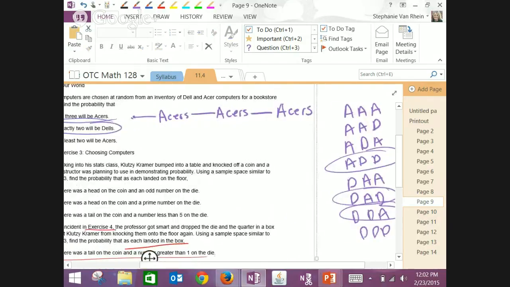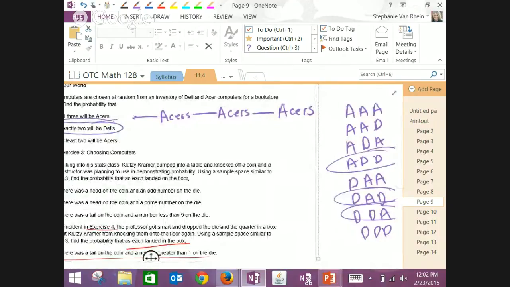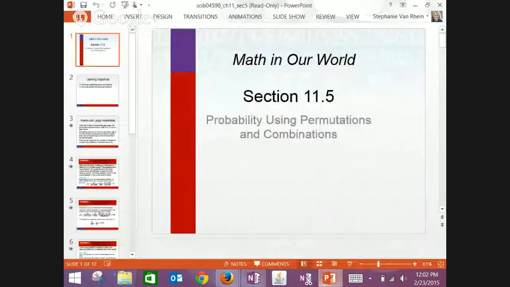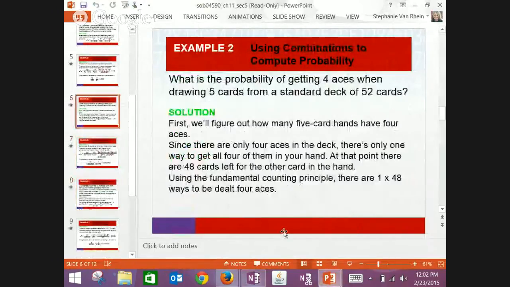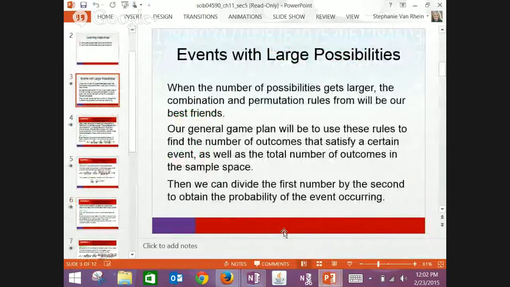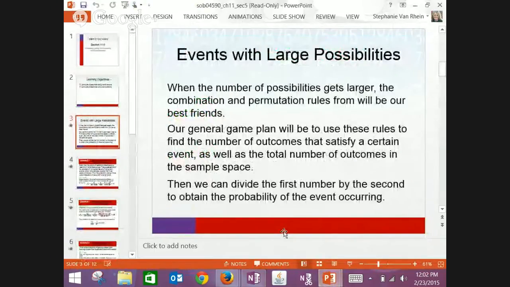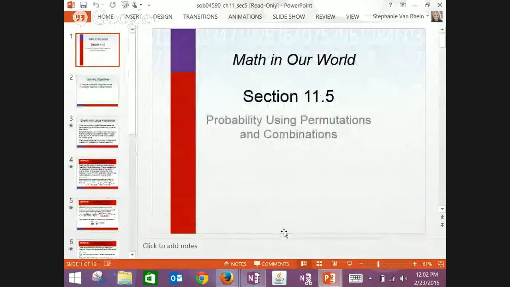Any other questions? We've covered 11.1, 2, 3, 4, and halfway through 11.5. So today we're going to pick up where we left off at 11.5. Did we even start 11.5? Yeah, we did. Okay. Barely. Okay.